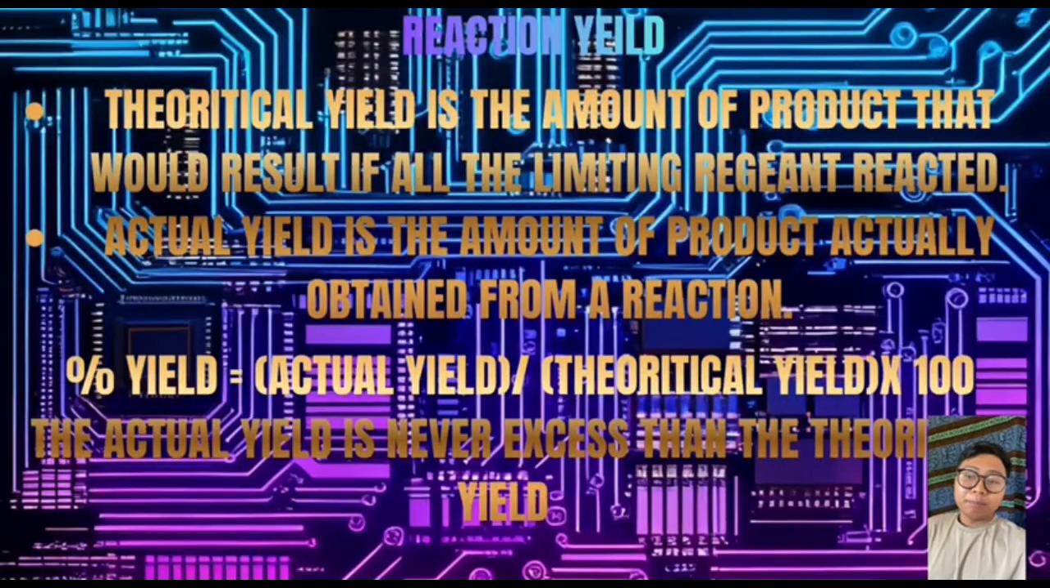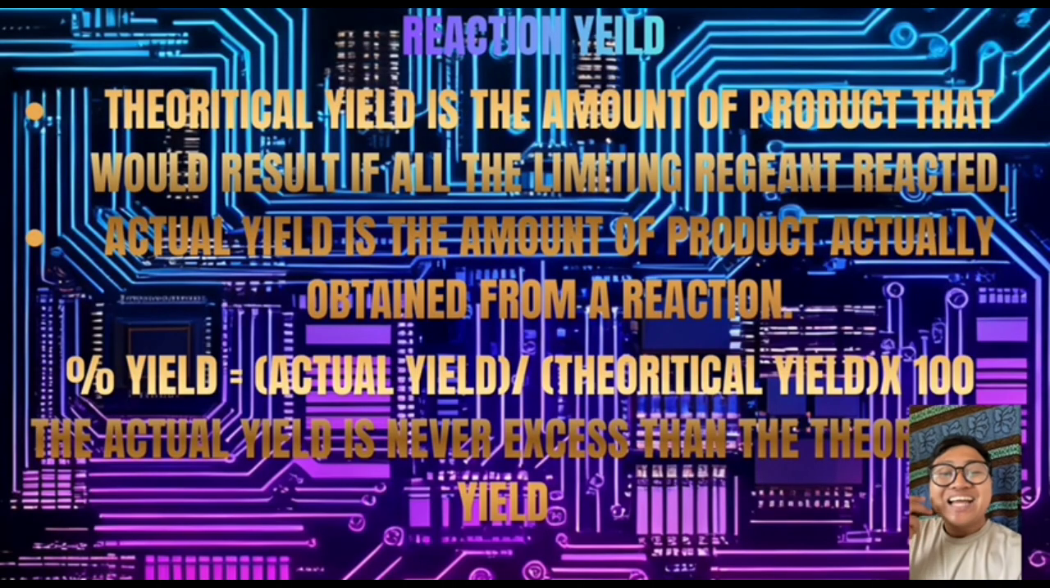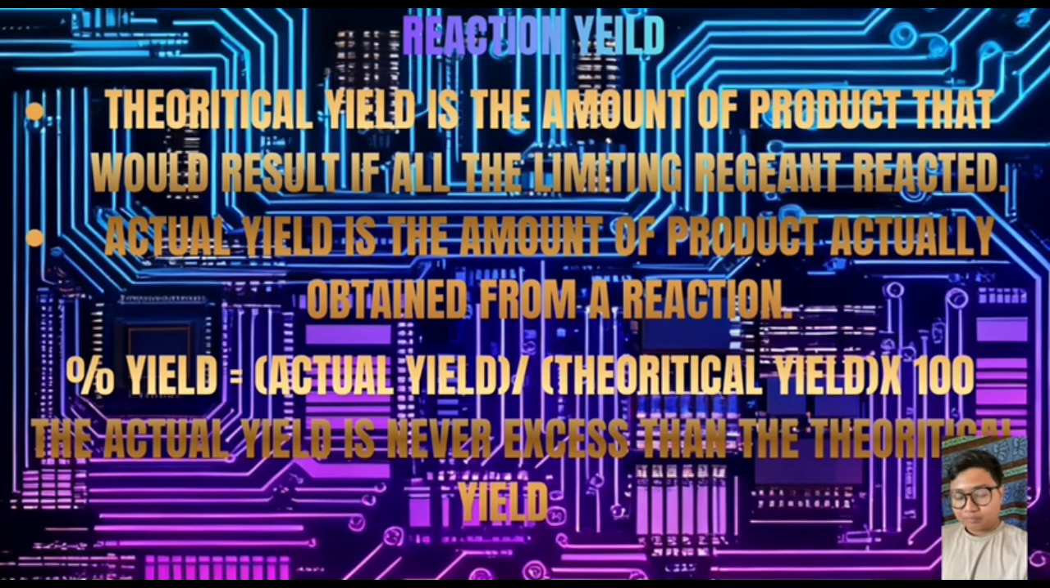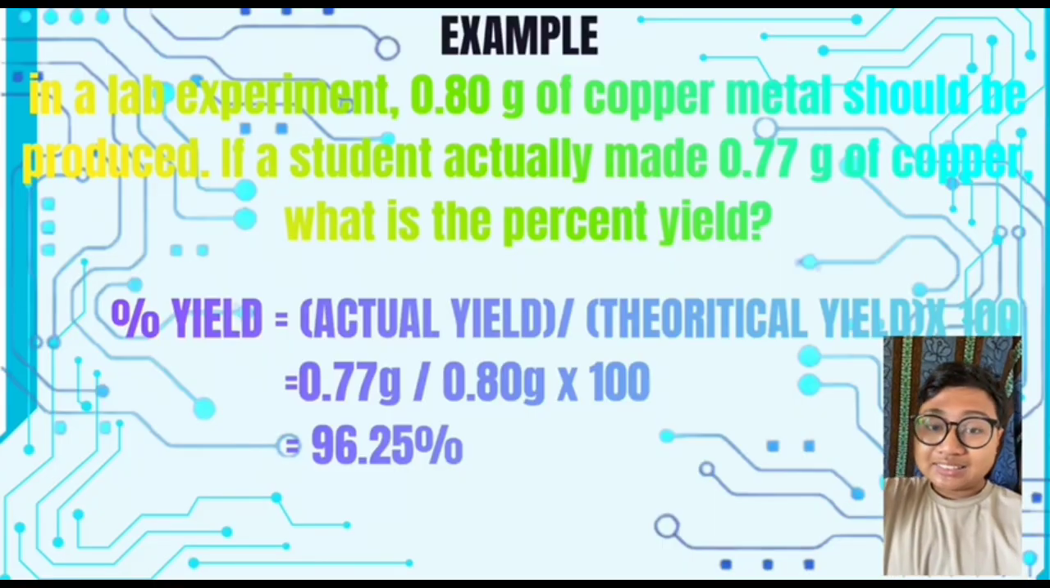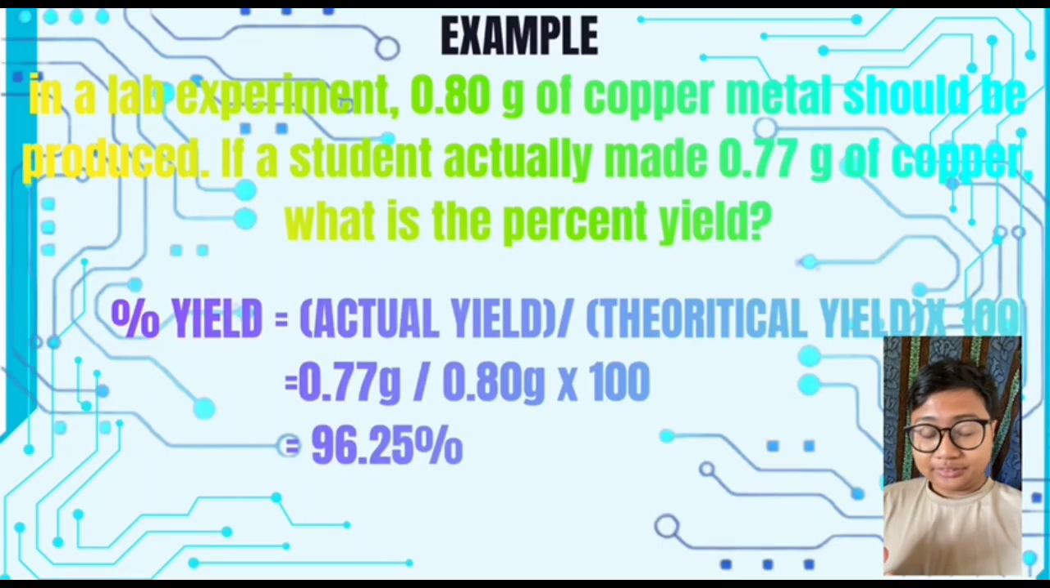Theoretical yield is the amount of product that will result if all the limiting reactant reacts. Actual yield is the amount of product actually obtained from a reaction. The formula of percentage yield is equal to actual yield over theoretical yield multiplied by 100%. This is an example of a reaction yield question.